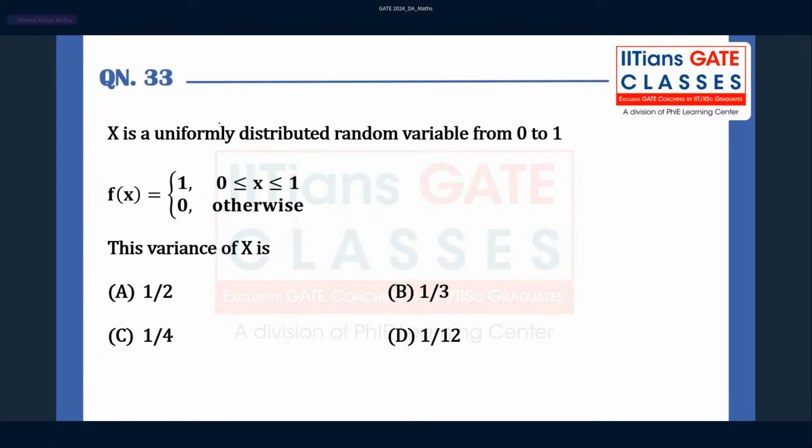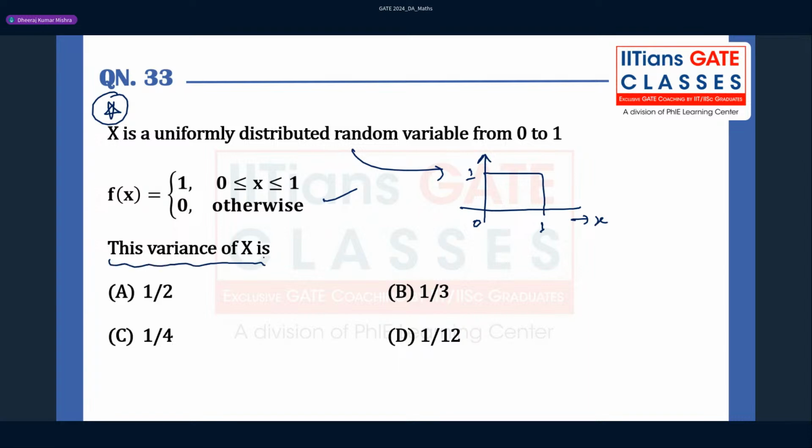Fine. So let us see this question. Here again they have given x is a uniformly distributed random variable from 0 to 1. Since x is uniformly distributed, you can directly draw it like this, 0 to 1. So this will be 1 only. This is for x. So f of x is defined, this is the graph, the plot, and they have given some analytical expression.